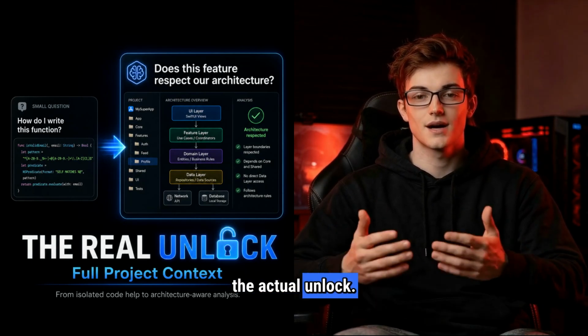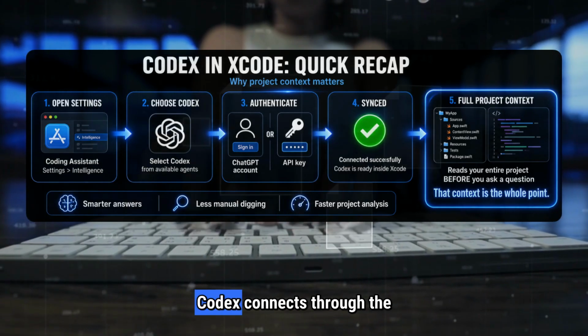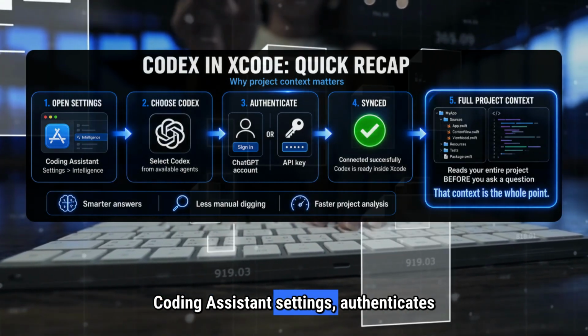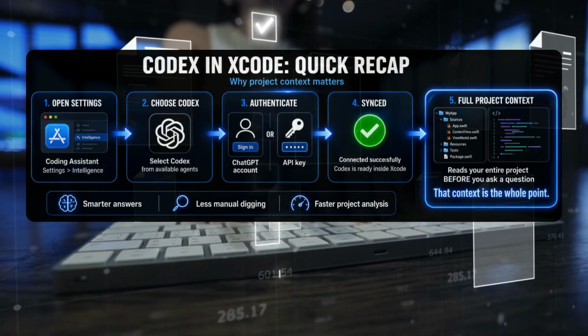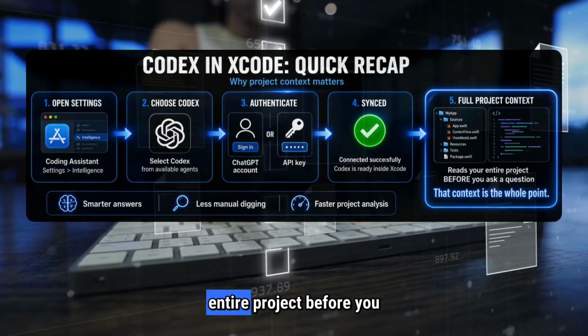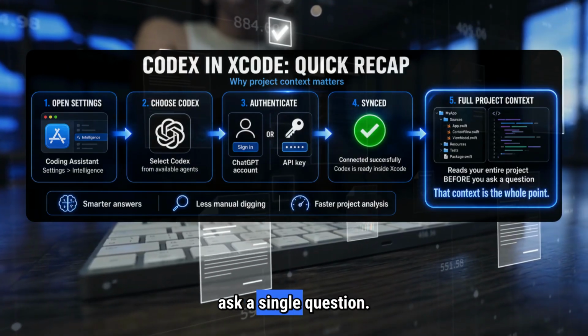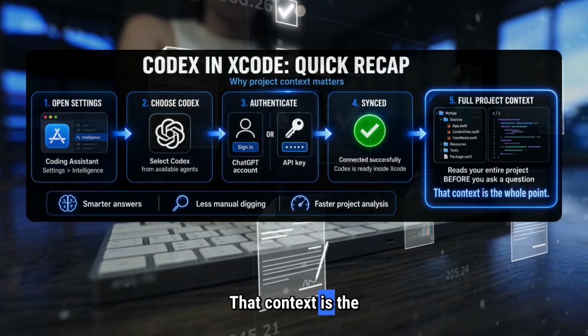That's the actual unlock. So to recap, Codex connects through the Coding Assistant settings, authenticates through your ChatGPT account or an API key, and once it's synced, it can read your entire project before you ask a single question. That context is the whole point.